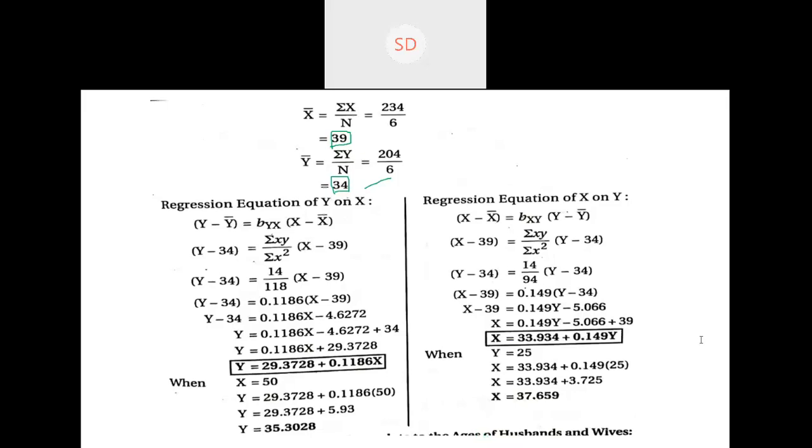Okay, now let us go on and form the equations here first and then we can solve it. Okay, so first we are only concentrating on y on x. Now in y on x, y minus y bar is equal to byx into x minus x bar. Now we know what is y bar, we know what is x bar, we know what is summation xy, and we also know what is summation x square. Okay, so summation xy is 14 and summation x square is 118. Okay, those are the values we have got here.